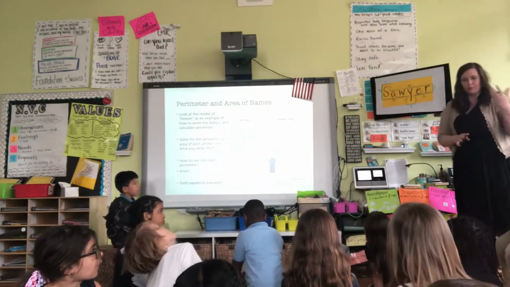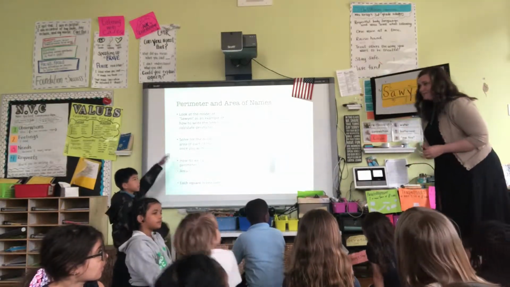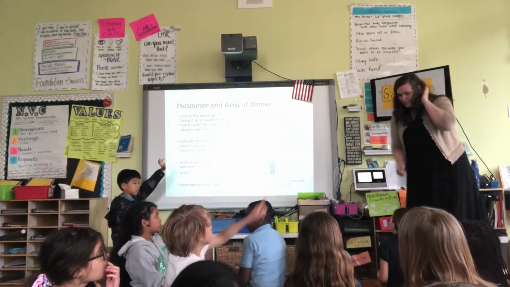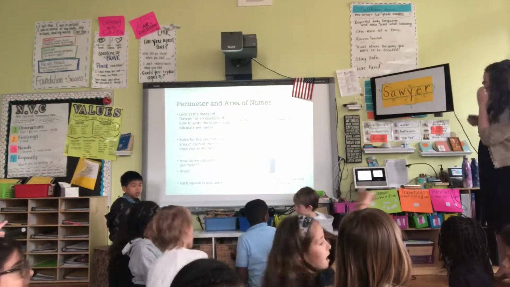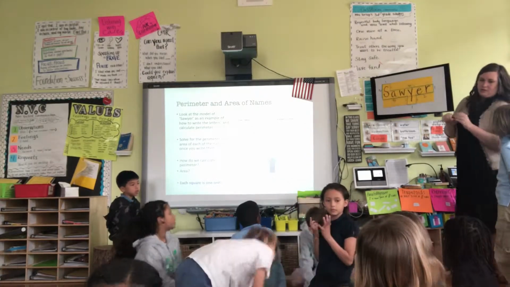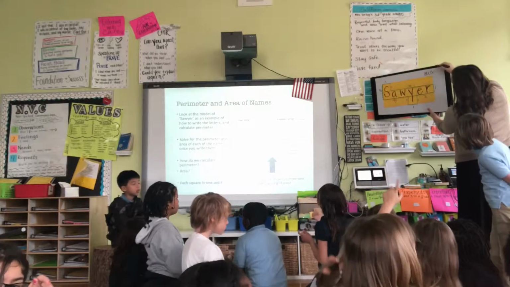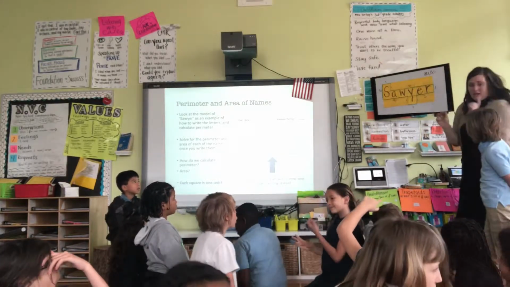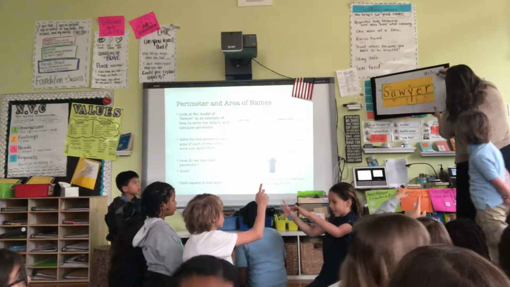However, are perimeter and area the same? How would I find the area of Miss Sawyer's name? Turn to your carpet partner. Tell them. Eight square units.